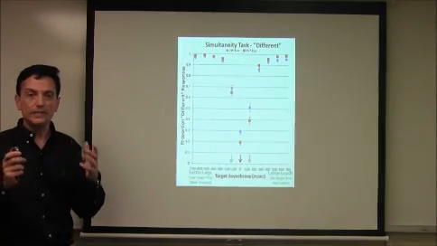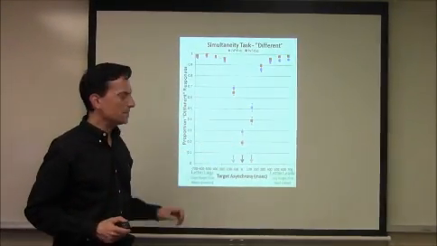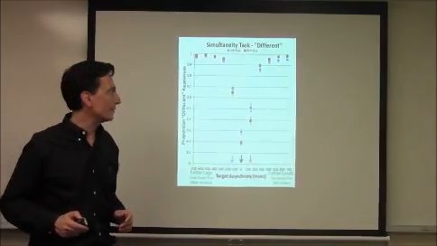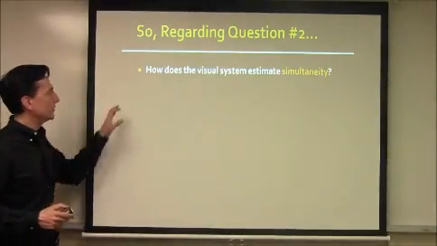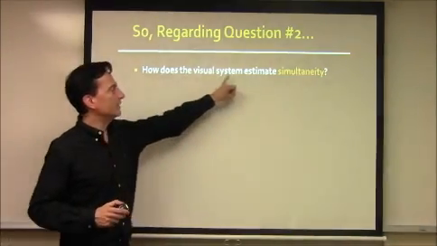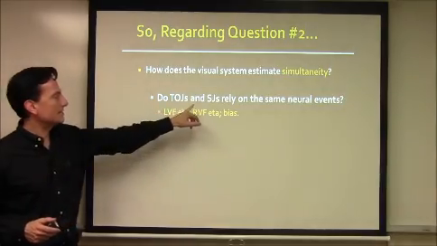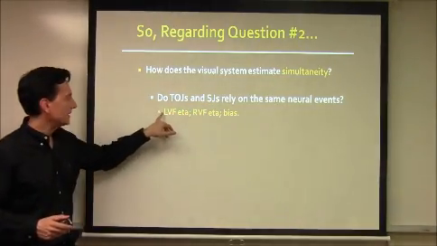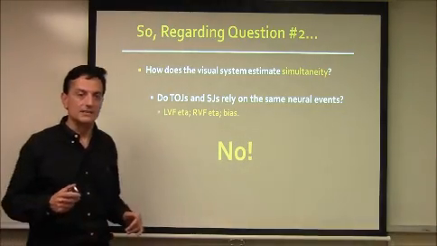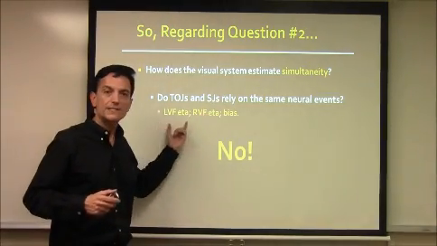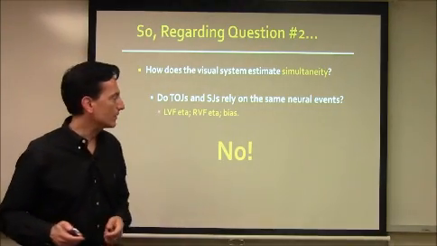So we're getting wildly different patterns here. Our left visual field hastening seems to have gone away, even though the retinal stimulation has remained the same. So what we can say then is regarding question 2, and that question was, how does the visual system estimate simultaneity? And do TOJs and SJs rely on the same neural events? And these were the neural events that we had invoked. It turns out no. It is not the case that we can use exactly these same components to come anywhere near explaining the data set that we empirically observe.